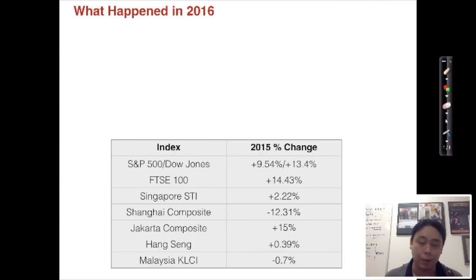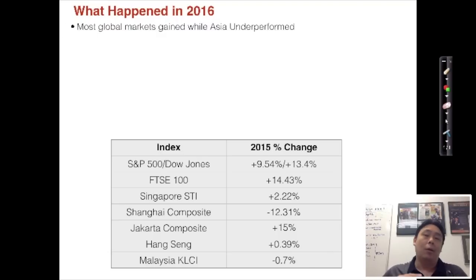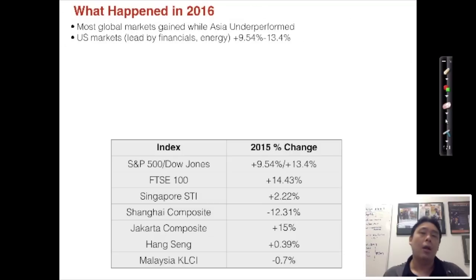So what actually happened? Okay. So the first thing that happened was, well, overall global markets, especially the US and the UK, did extremely well. Right? Double-digit returns on those markets. And Asia underperformed. Right? Singapore and Hong Kong and Malaysia did really, really badly. Okay. Compared to the Western countries. Specifically, the US market went up 9.54% based on the S&P 500 index and rose 13% based on the Dow Jones index. And the US market was up strongly, driven by financials, specifically banks and energy. So I really got that one right.